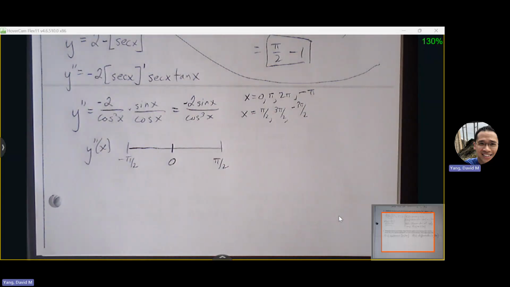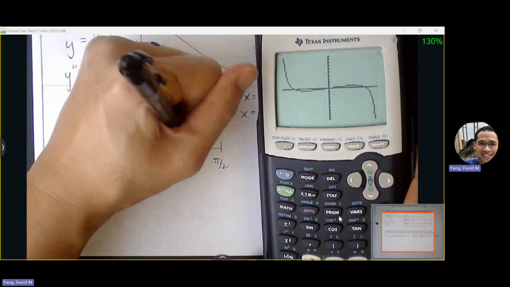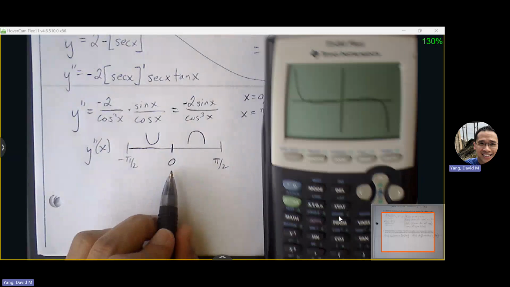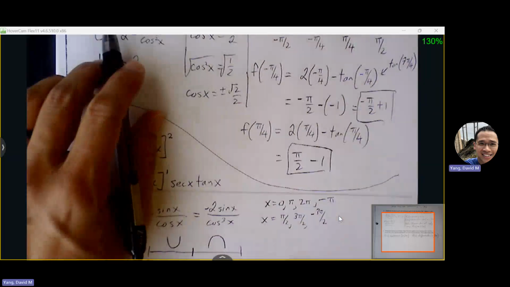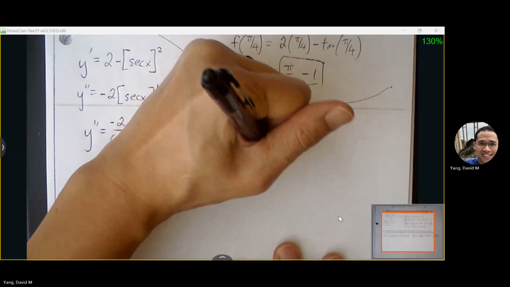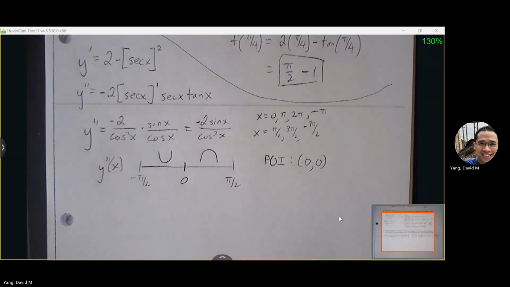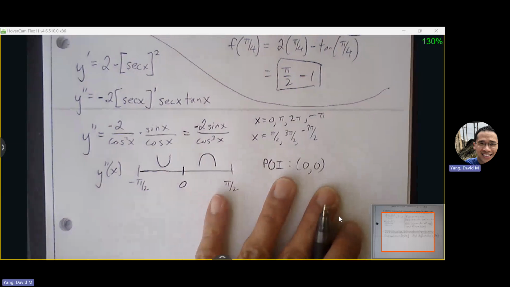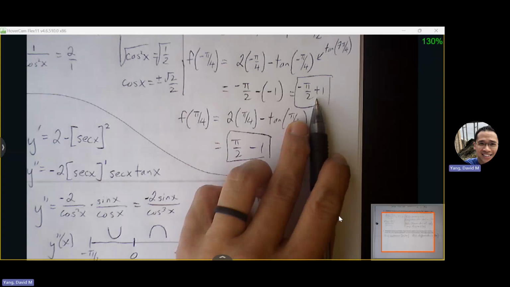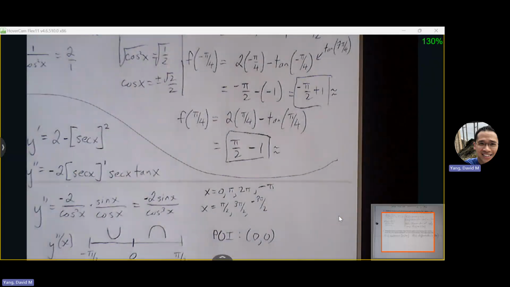Okay. Based off of our curve here, we already know what the concavity is going to look like: concave up, followed by concave down, with a point of inflection at 0. If I plug 0 into the function, 0 minus tangent of 0 is still 0. So my point of inflection is just going to be 0, 0. Okay, we should be able to sketch our graph here. Let me get a decimal approximation of these relative min and relative max.